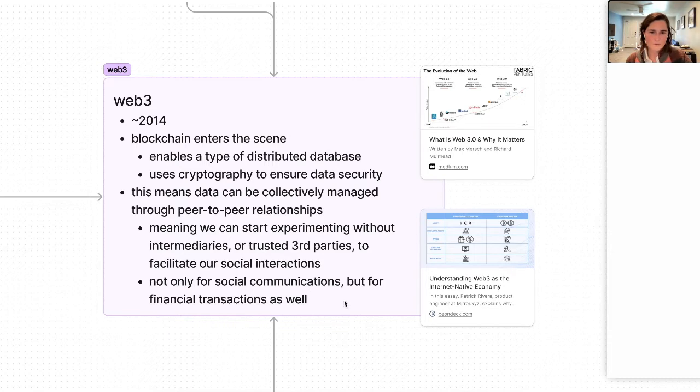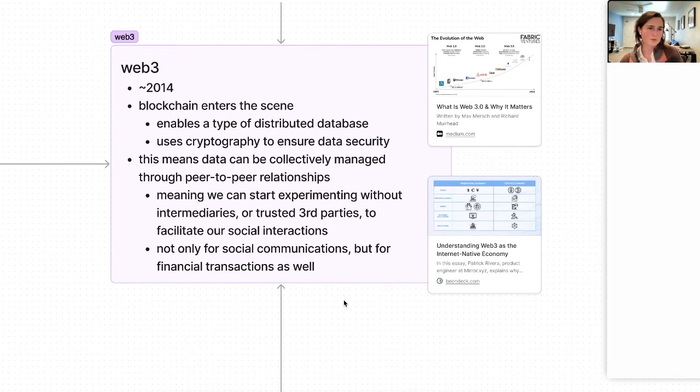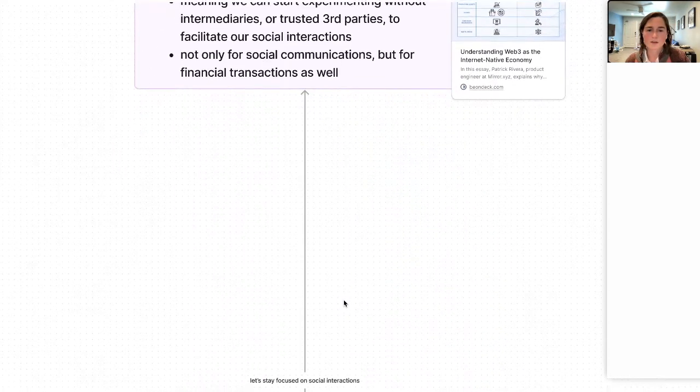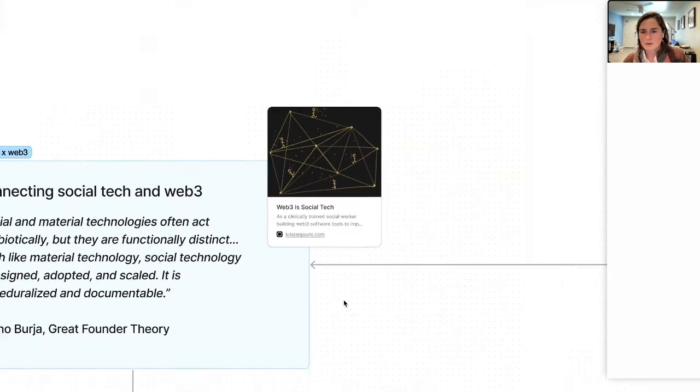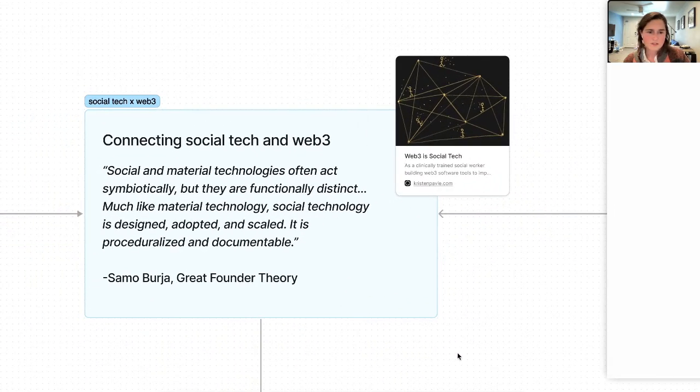So before I conclude, I'm going to jump into a little bit more about social technology and what the implications are on the social side, and talk a little bit about some of the social innovation in Web3. So the first thing that I'm going to do is connect social tech and Web3.